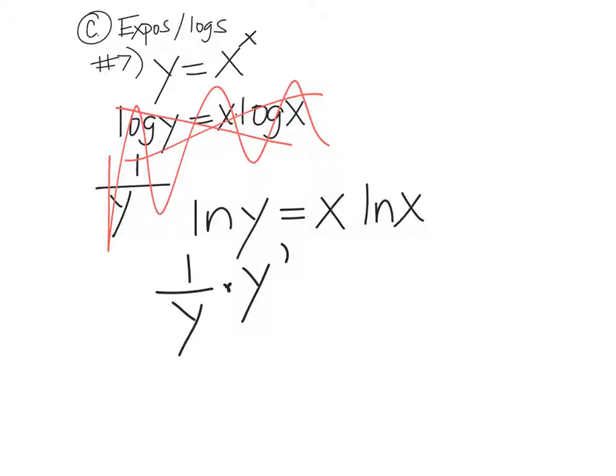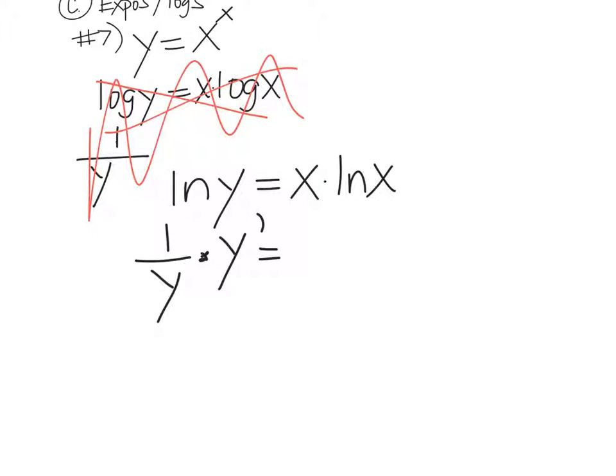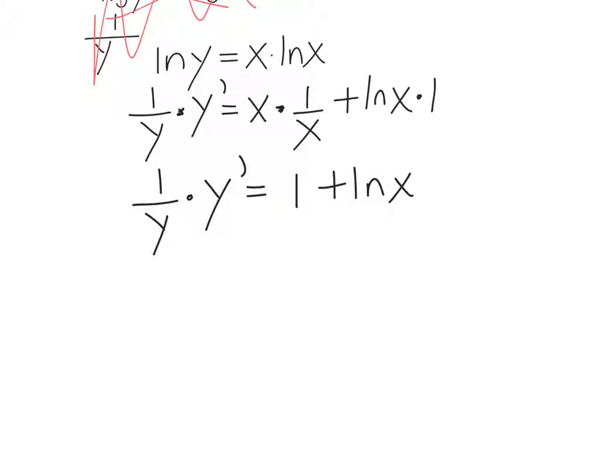Okay. This isn't that bad, though. Equals, and now we're going to do product rule. So 1 over y is the derivative of the natural log of y, but then we have to do times y prime. So now we have a times b, so a times b prime plus b times a prime. All right, and now we got to fix everything. So you have 1 over y times y prime equals x times 1 over x is 1 plus the natural log of x. And now we have to solve for y prime.